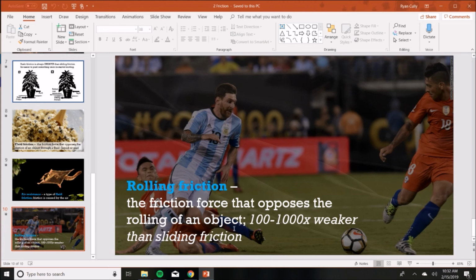All right, so those are the 4 different types. And friction opposes motion. Remember that key term.